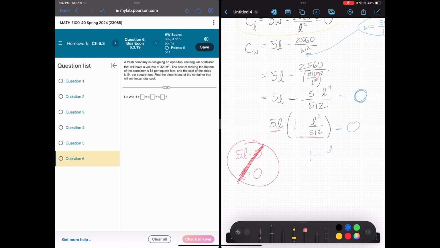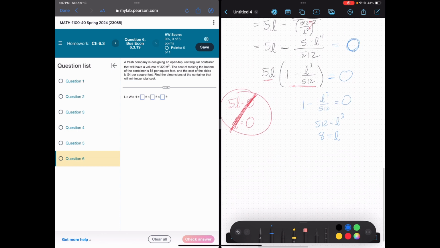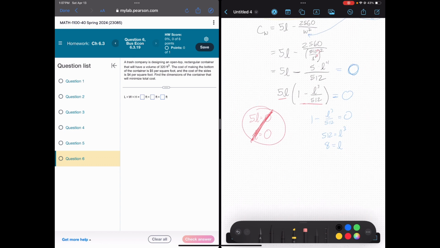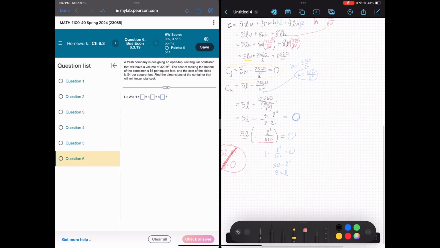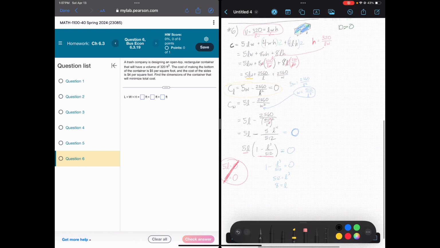When I set that equal to 0, what do I get? I can add length cubed over 512 to the other side, then multiply by 512, and I end up with 512 equals length cubed. Take the cube root, and you get 8. That is a possible critical point. Okay, so there we go. And notice I only have one critical point, so I don't have to test whether this is going to give me a minimum or maximum. I can go ahead and assume this is going to give me a minimum cost. But there's one of my dimensions. Now let's find my other dimensions.